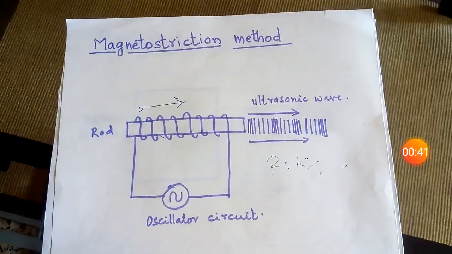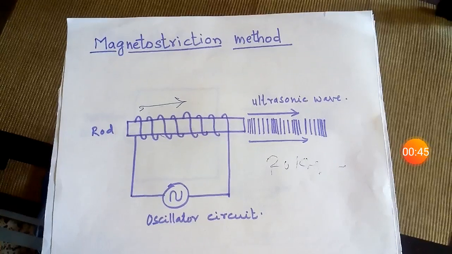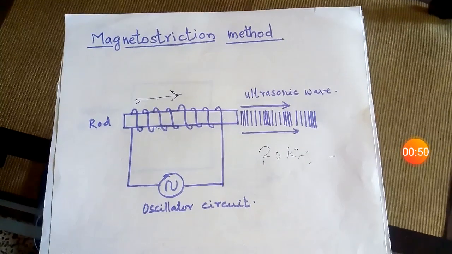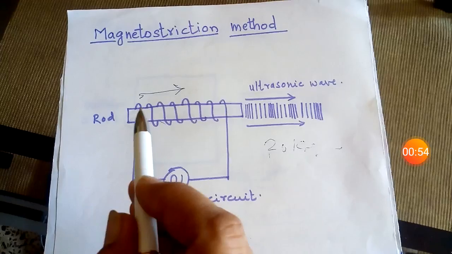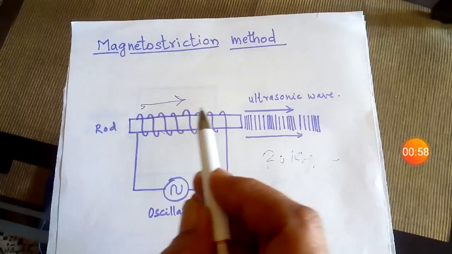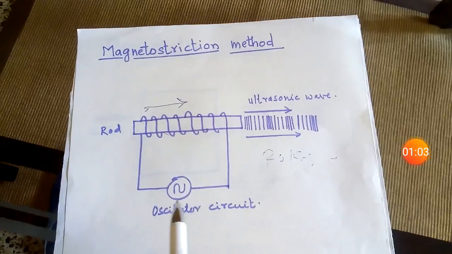This method operates on the principle of magnetostriction. So what is the principle of magnetostriction? When a ferromagnetic material is placed in a changing magnetic field, it experiences a change in its dimensions. The figure shows a ferromagnetic rod placed along the axis of this coil. The two ends of the coil are connected to an alternating signal.